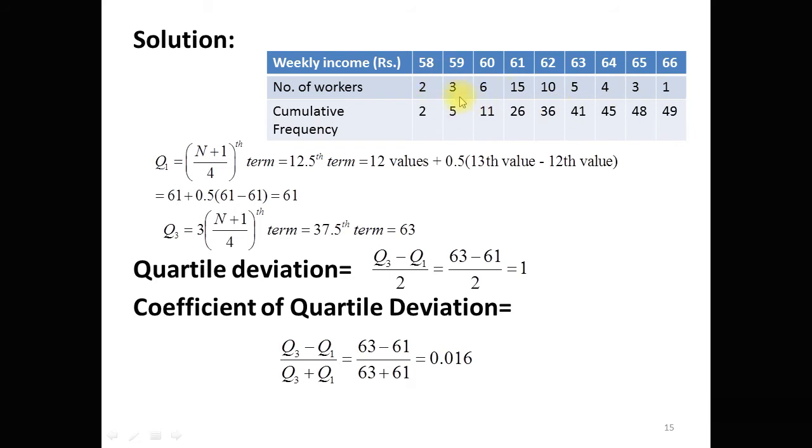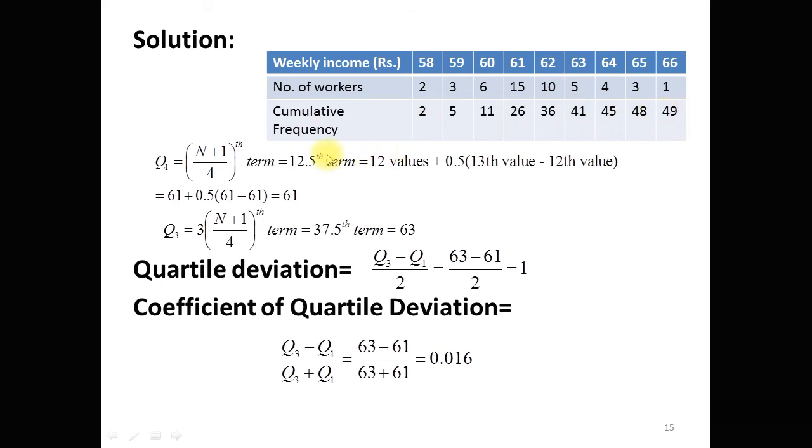Now for this data we need the cumulative frequency. Cumulative frequency represents the position. So to construct the cumulative frequency, write the first frequency as it is. You see over here 2, and now 2 plus 3 is 5, 5 plus 6 is 11, 11 plus 15 is 26, 26 plus 10 is 36, 36 plus 5 is 41, 41 plus 4 is 45, 45 plus 3 is 48, and 48 plus 1 is 49. So it means that the total number of workers is 49.